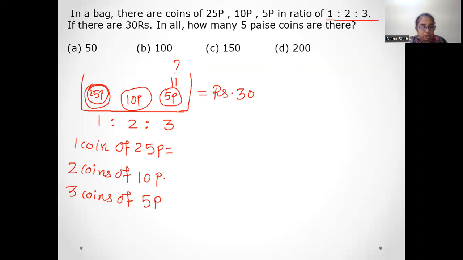Now just think that if you have one coin of 25 paisa, तो कितना पैसा हो गया आपके पास? The total amount you have is 25 paisa only. Similarly, there are two coins of 10 paisa. The total amount you have here is 20 paisa. And here you have three coins of 5 paisa. So the total amount is 15. सबको ऐड करेंगे तो कितना हो जाएगा? 25 plus 15 is 40. 40 plus 20 is 60. Total you have 60 paisa.